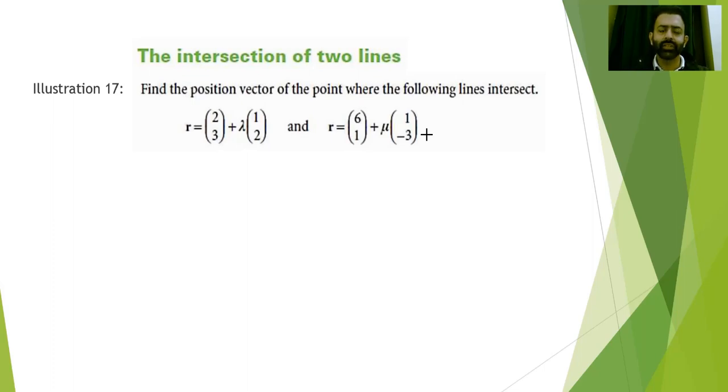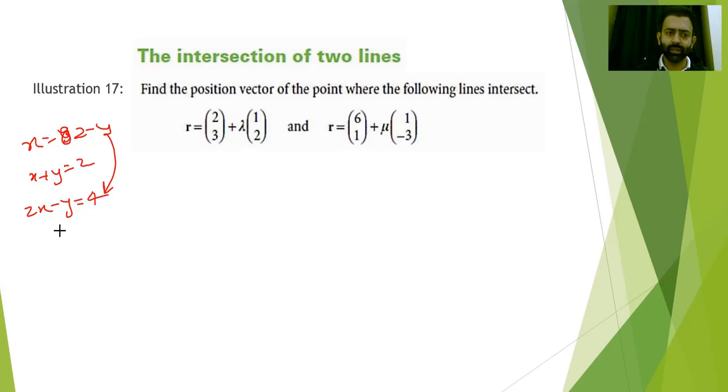If I take two equations, for example, x plus y is equal to 2 and 2x minus y is equal to 4, then the point of intersection will satisfy both equations. That means if I substitute x as 2 minus y in the second equation, you will find the value of y. That means I will equate both the equations. That is the meaning of finding the point of intersection.